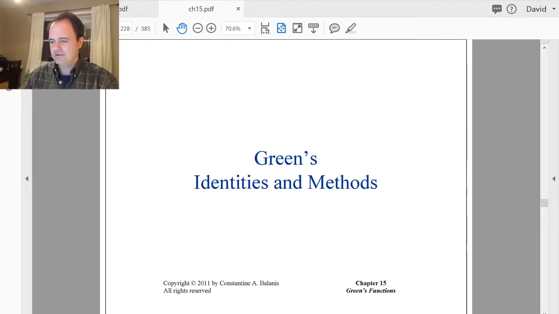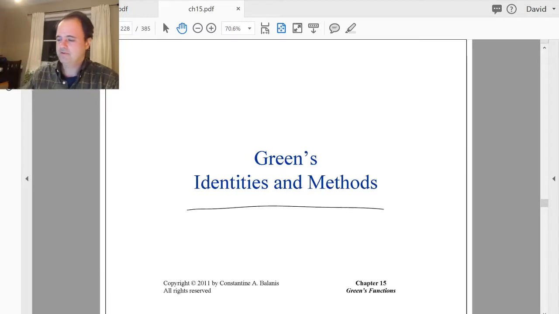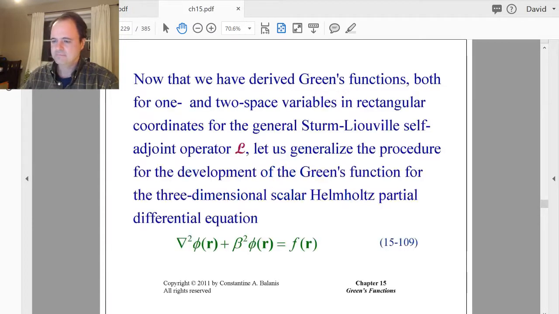In studying Green's functions and some other identities called Green's identities to help us with that. So that's what we're going to do. Green's identities and methods. So now that we have derived Green's functions both for 1 and 2-dimensional space variables and rectangular coordinates for this general Sturm-Liouville self-adjoint operator L, let us generalize the procedure for the development of the Green's functions for the 3-dimensional Helmholtz partial differential equation.